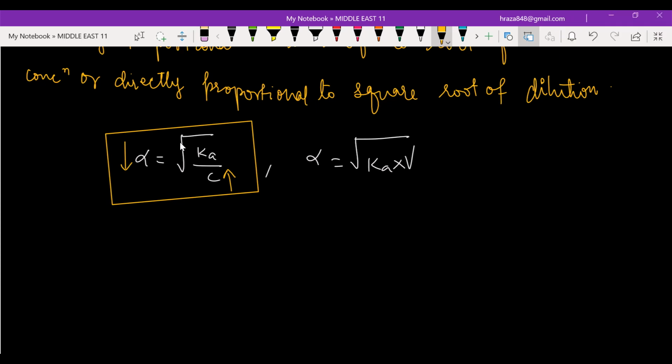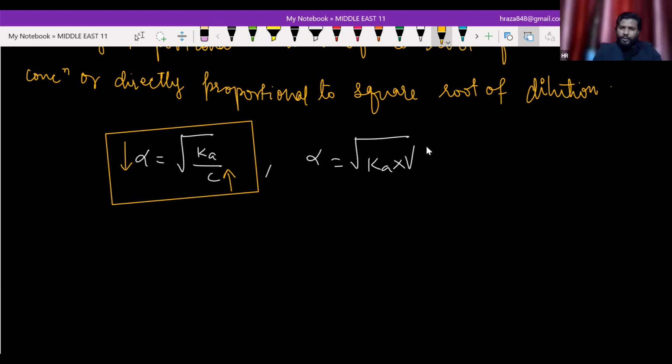Now, according to this law also, if we increase volume, alpha will increase. That means if we are going to do dilution, then the degree of dissociation will increase. It is simple.